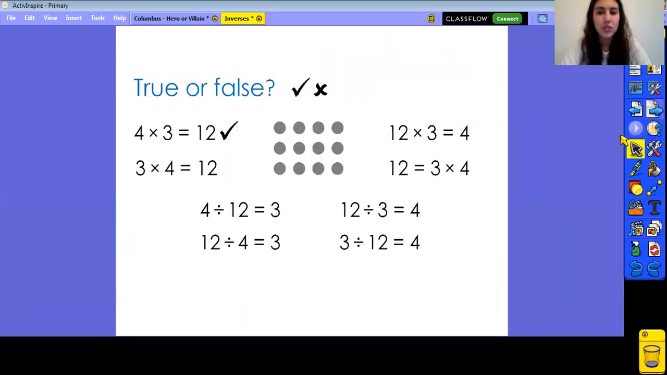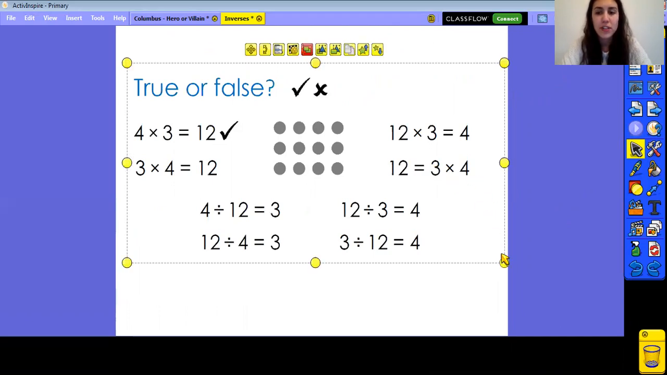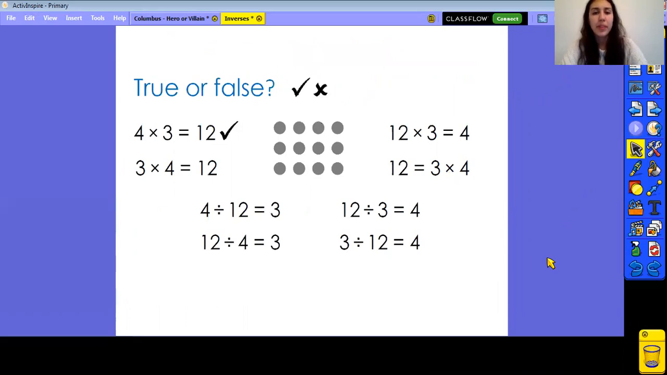And before I introduce your task for today, we're going to have a look at a reasoning question. So just pause the video and have a think. Is this array showing us which of these equations? Which ones are true? Which ones are false? And when you're ready, play the video and we'll go through it. Super. So hopefully you've had a go at that now.